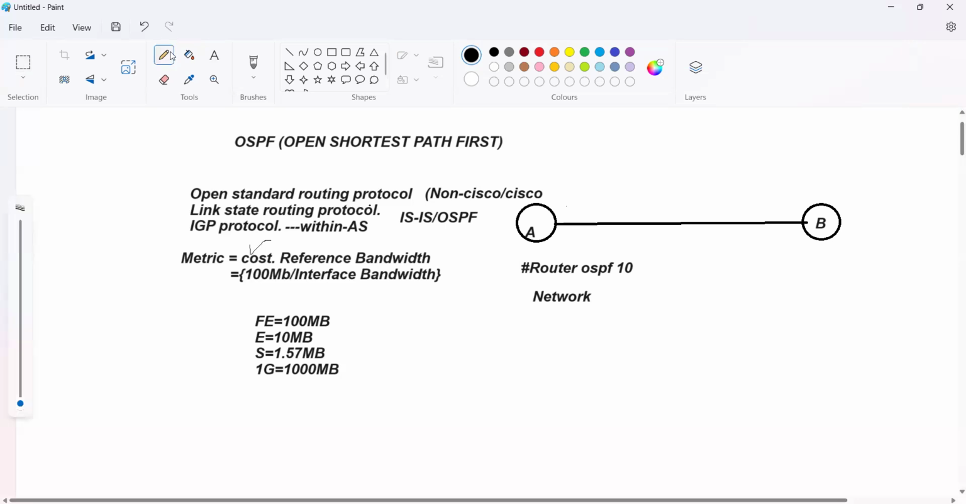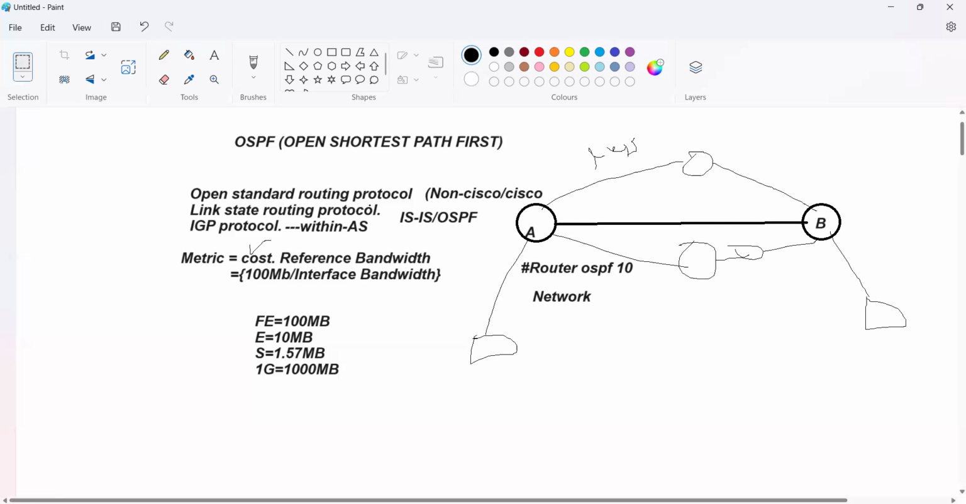In between two routers, whenever we are advertising prefixes, if you have multiple paths, whichever has the less cost, less is best. Whichever gets the less cost, that is best. Every interface has some bandwidth, and based on that the path will be calculated. Got it?